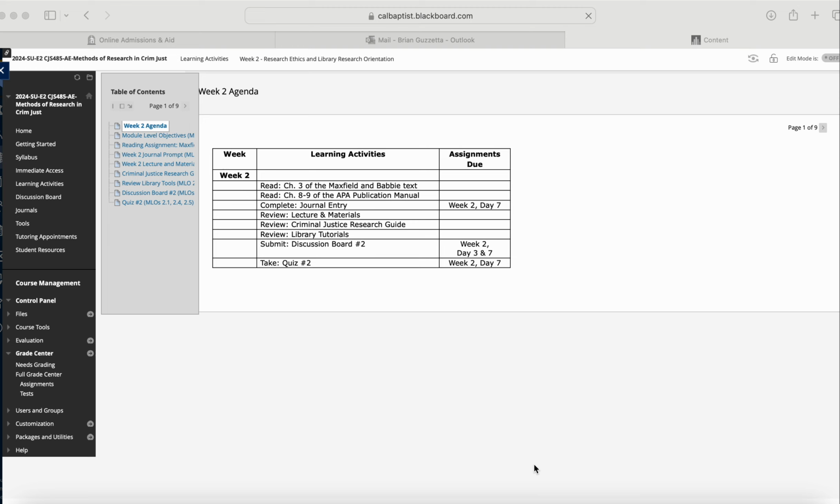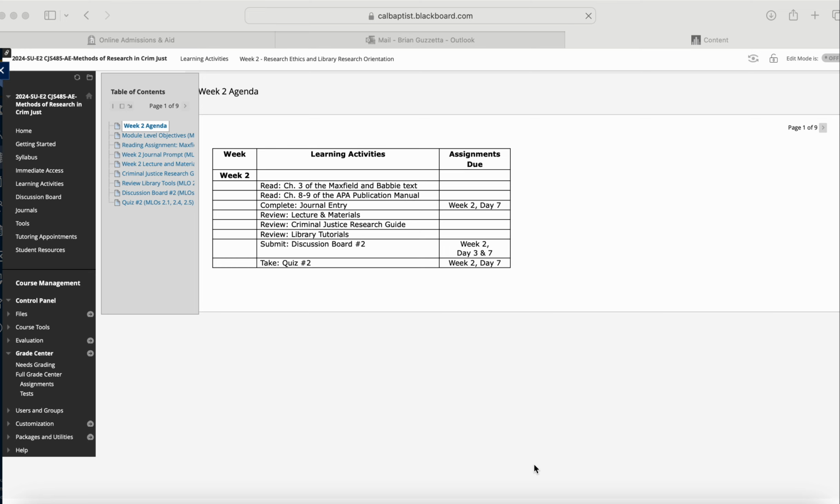Scholars, welcome back to week 2 of CJS485, Methods of Research in Criminal Justice. I hope we all had a successful first week, and I'm looking forward to as we navigate through our second week of this course. So let's look at what we have in store for us for week 2.